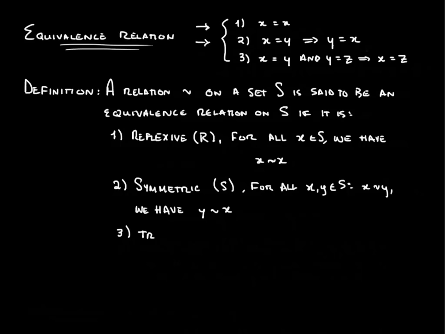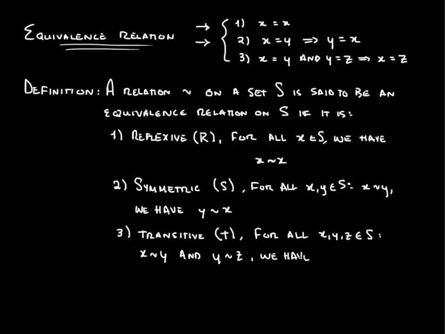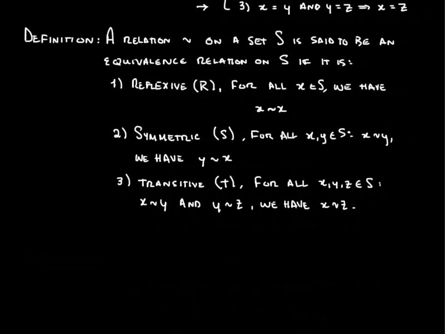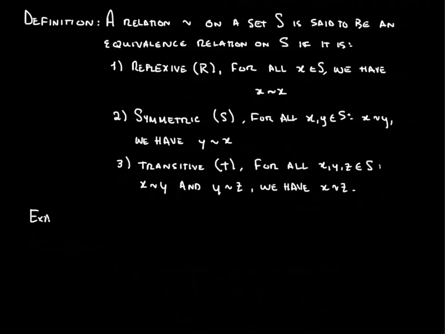And the last one is that it is transitive, and that is T. For all x, y, and z that are in S, such that x is related to y and y is related to z, we have that x is related to z. Equality is also transitive. Let's go over some examples.